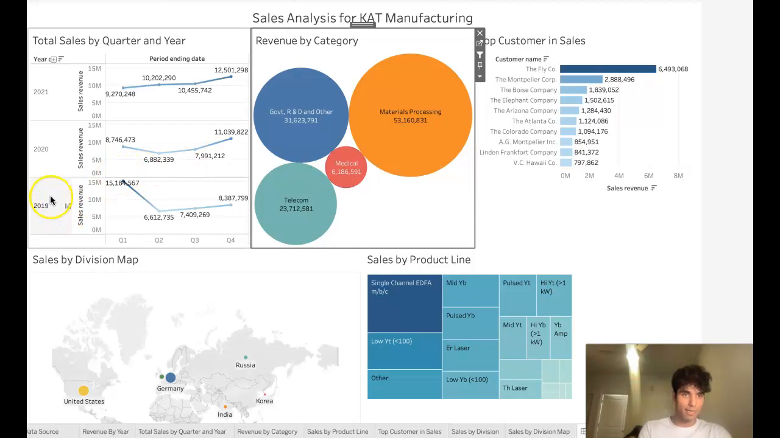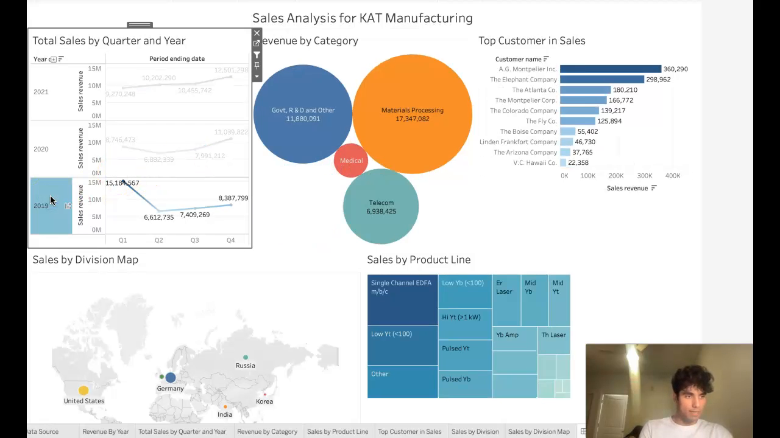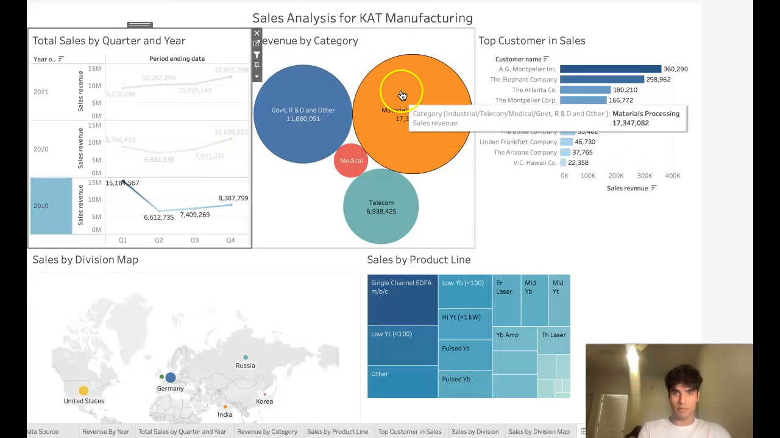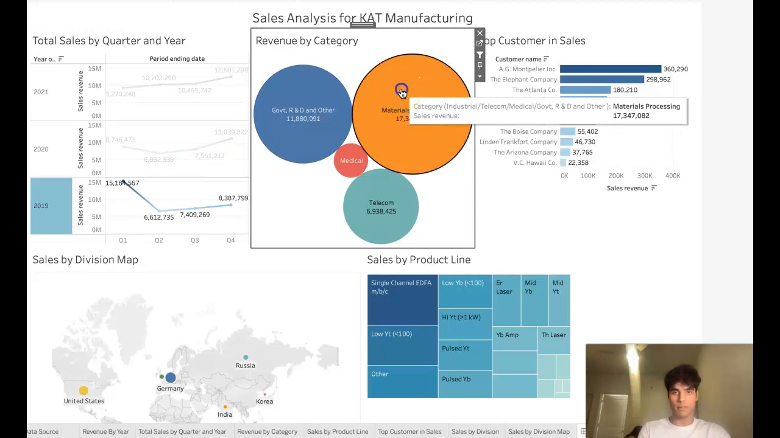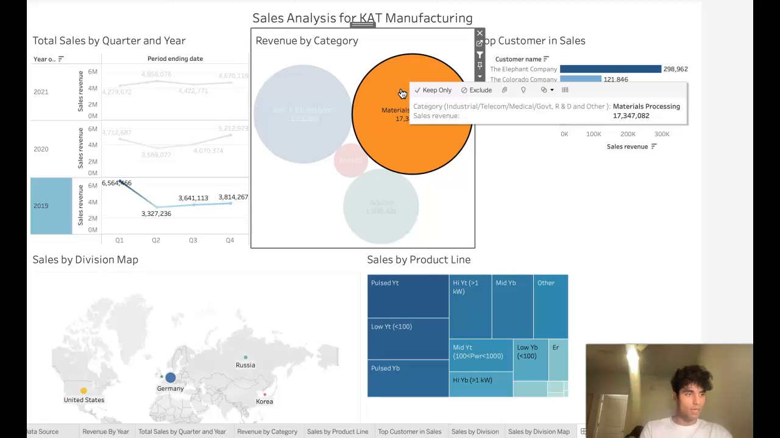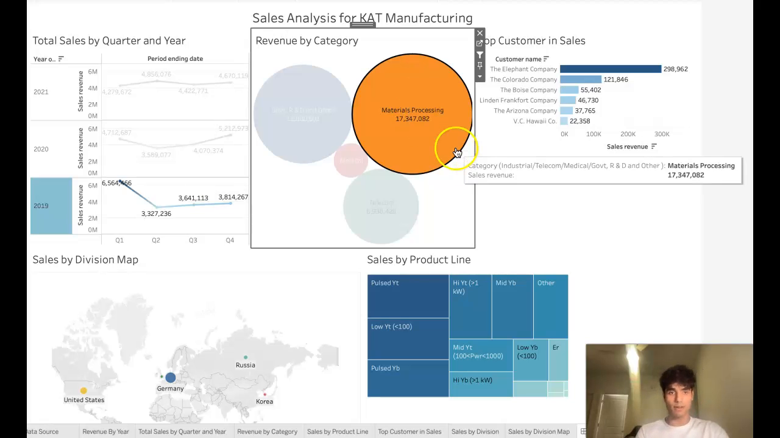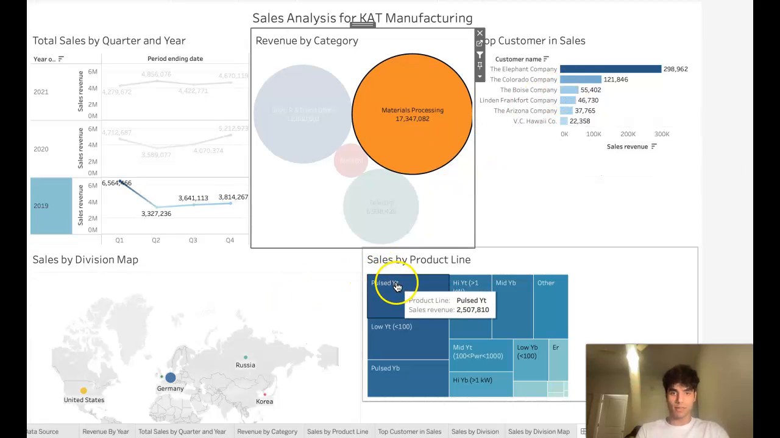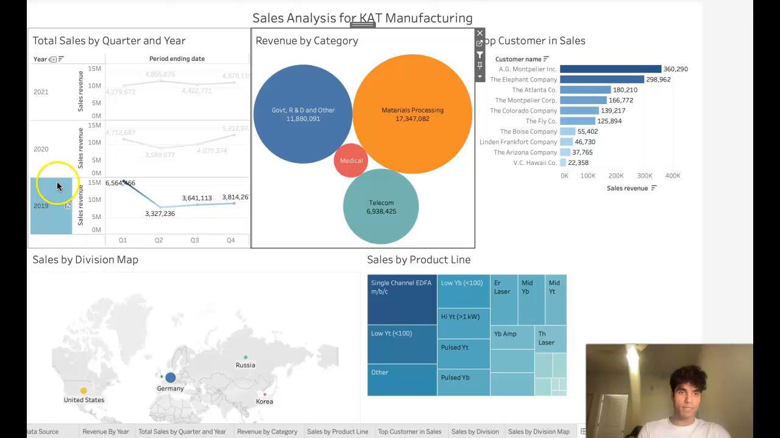The third question is, which product line had the highest sales in 2019? So we're going to click on 2019. Which product line have, and we're going to click on the materials processing category, because they're asking which product line had the highest sales in 2019 under materials processing category. So the highest product line was pulsed YT, which had the highest sales in 2019 under the materials processing category. I'm going to click out of this.